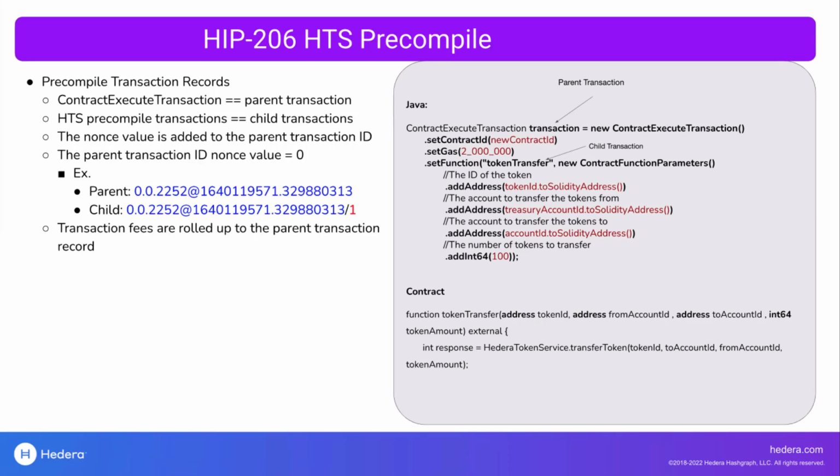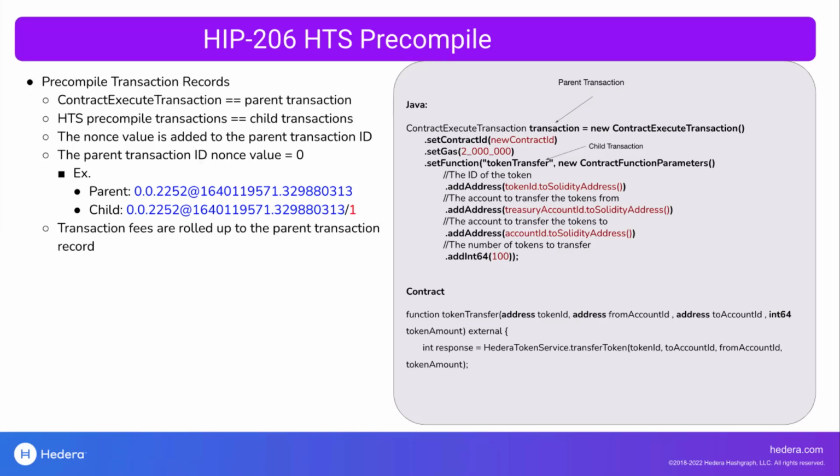So in this slide, I wanted to cover the parent and child transactions and how that relates to HTS precompile. A parent transaction is a transaction that executes a subsequent transaction that the user may have not directly specified. So in this example, you can see that the contract execute transaction is a parent transaction. And down below, where you see set function, where you're calling a function of the contract itself, in this case, it's a token transfer transaction, that is the child transaction.